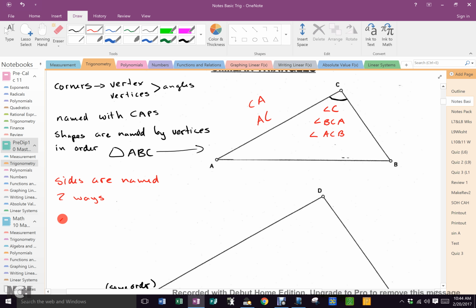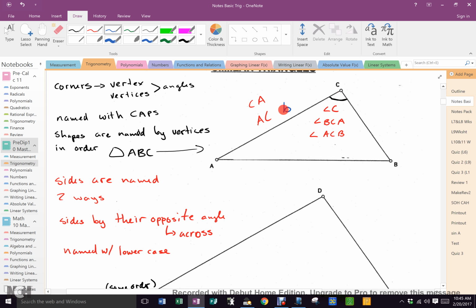In the 10th grade, we like to name our sides by their opposite angle. By their opposite angle. Opposite in trig always means across. And we name them with lowercase. So, there's B. I go across the triangle and I hit a side. This side gets the name little b.